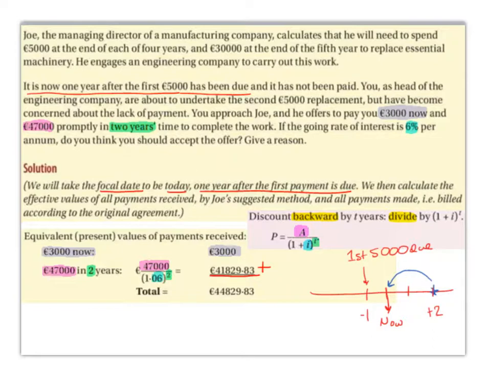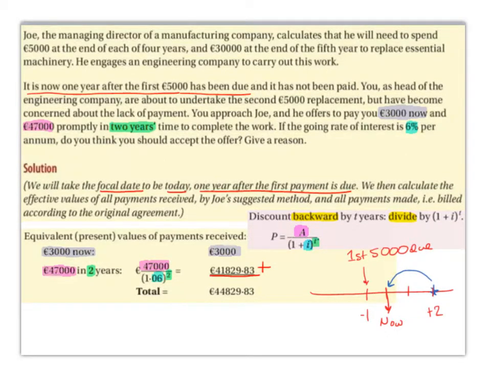So if this is now, 1 year ago was when the first €5,000 was due, and 2 years from now is when he's offering the €47,000. So 2 years from now is the focal date, and we're working backwards to now. Since we're discounting backwards, we need to divide by 1 plus i to the power of t. So this is our formula: P is equal to A divided by (1 plus i) to the power of t.